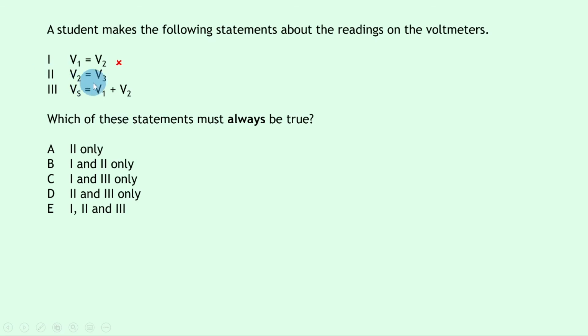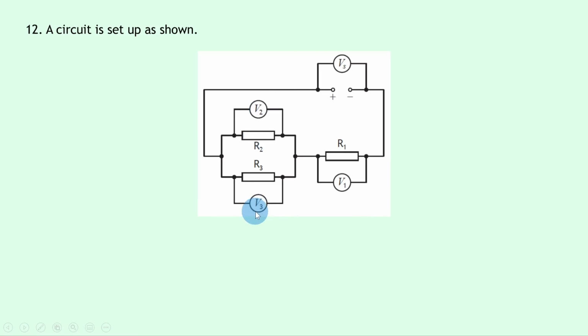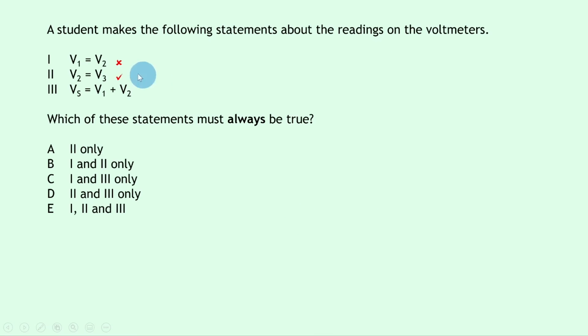The second statement, V2 equals V3, well, if we look at the circuit diagram, we want to work out if V2 is always going to be equal to V3. And for this, we need an important circuit rule for voltage in a parallel circuit. So remember, the voltage across each branch in a parallel circuit is the same. So we can say the voltage across here is always going to be the same as the voltage across here. So that means that V2 and V3 must always be equal. So we can give this one a tick.